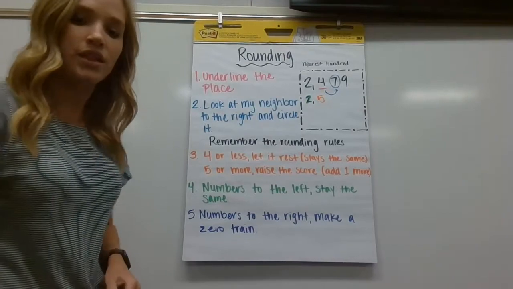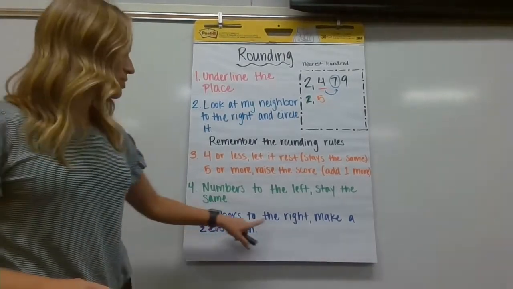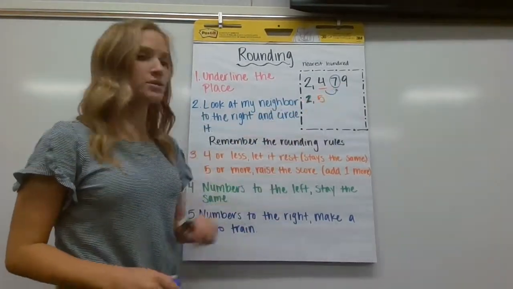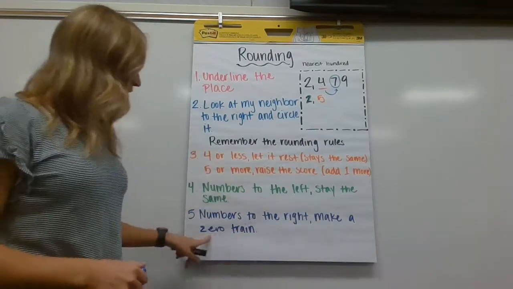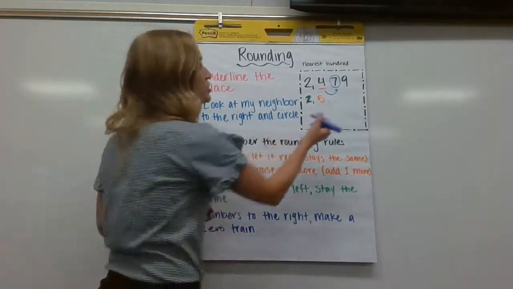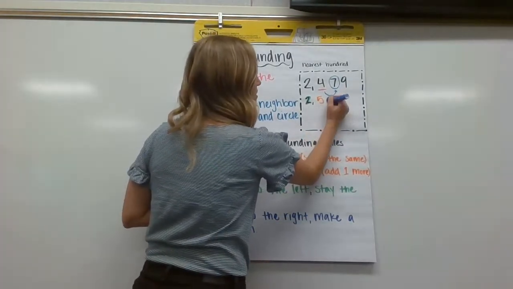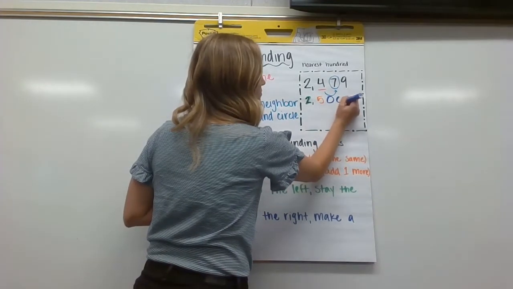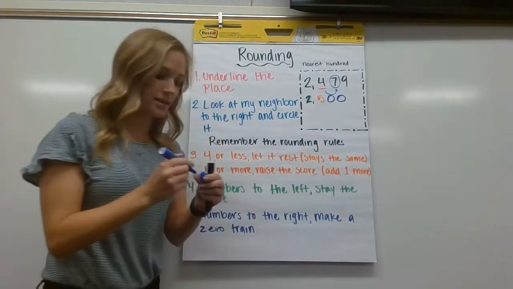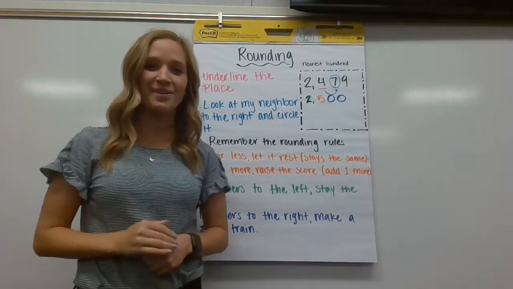And then the last rule is numbers to the right. So both of these numbers to the right make a zero train. So I just changed both of those numbers to zeros. And that is how you round numbers.